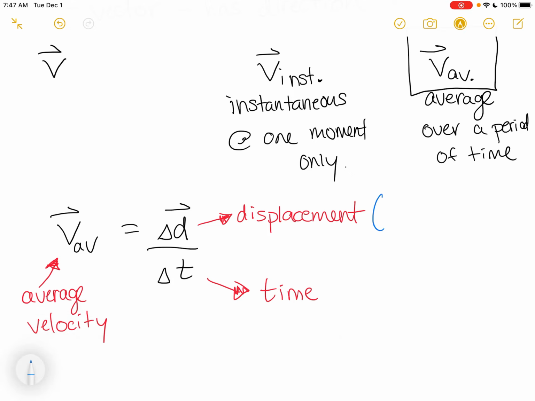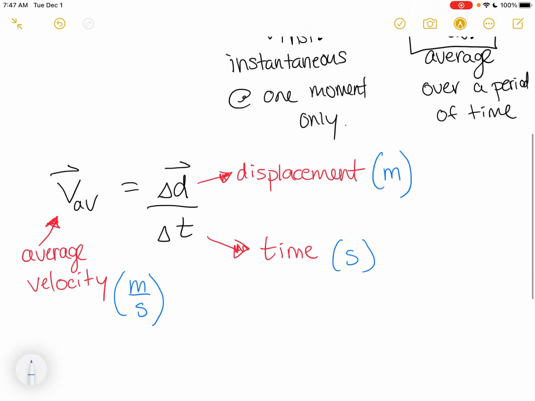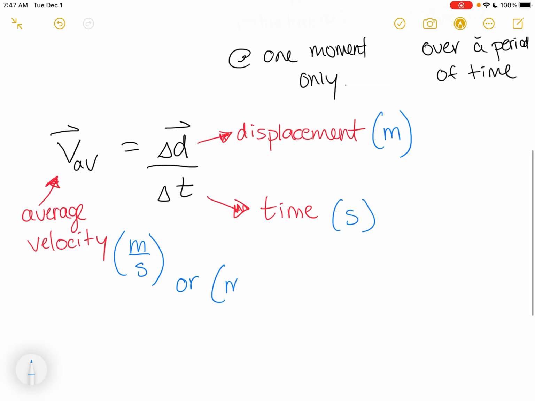The standard unit for displacement is meters, and time should be measured in seconds. So our average velocity is measured in meters per second. You will sometimes see it written as meters / seconds, and that's okay. Either one of those is an acceptable unit for average velocity. To calculate our average velocity in meters per second, we take our displacement in meters and divide it by our time in seconds.